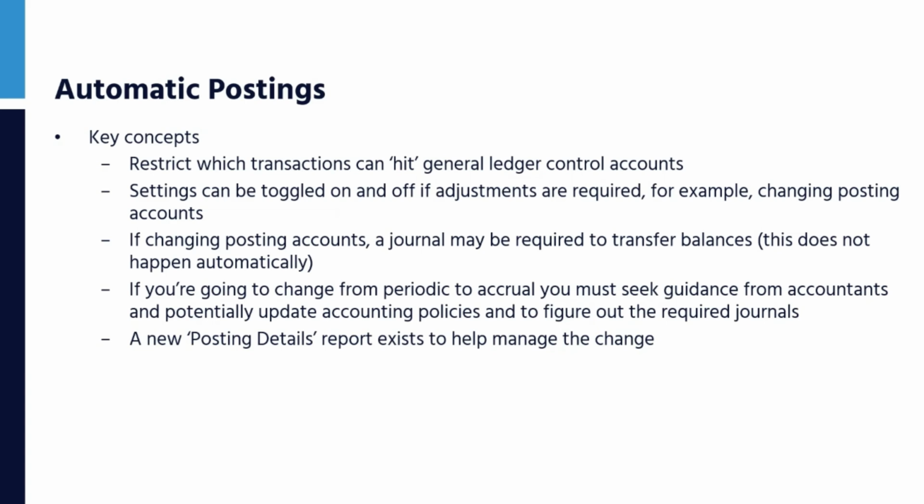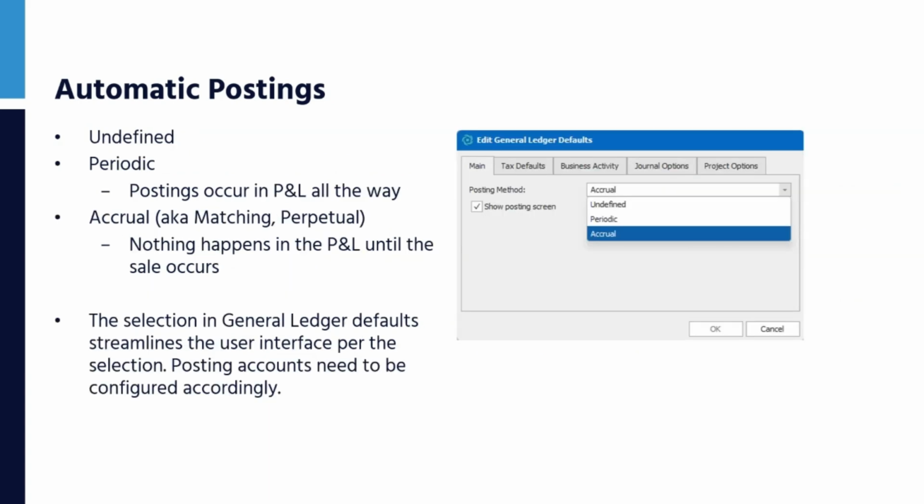And yeah, if you're changing from periodic to accrual, which is a big focus of what we're about to cover, then you'll need to seek guidance from your accountants. You may need to update your accounting policies, and you're going to have to figure out what the journals are that are required to make that change. So we do also have a new posting details report if you are going to be making the change from periodic to accrual. There is a report that helps you make sure that you've got all your posting accounts set up. We'll take a bit more of a look at that.